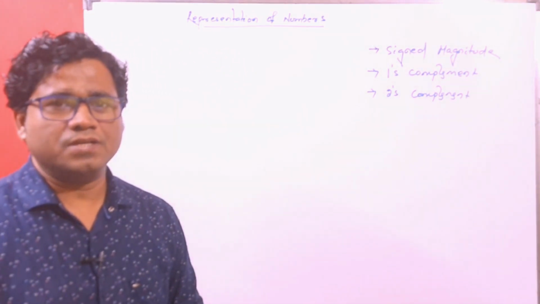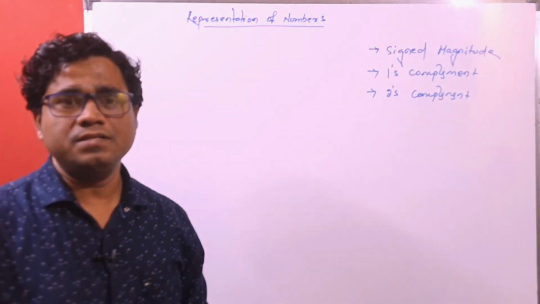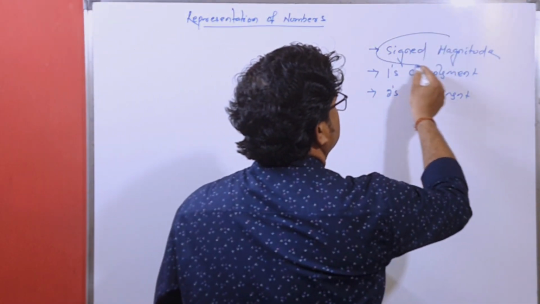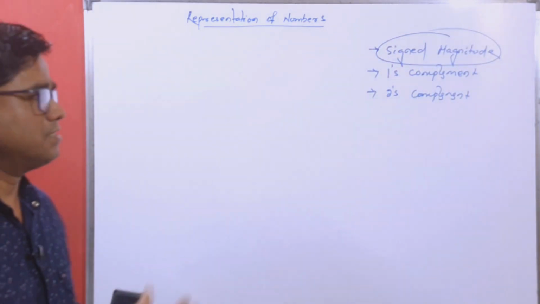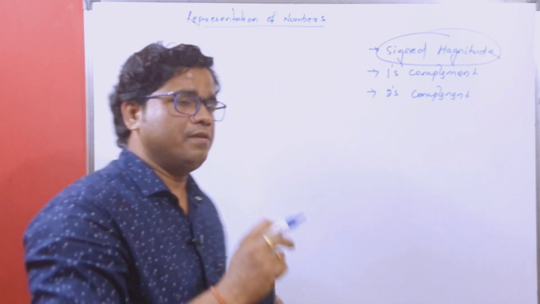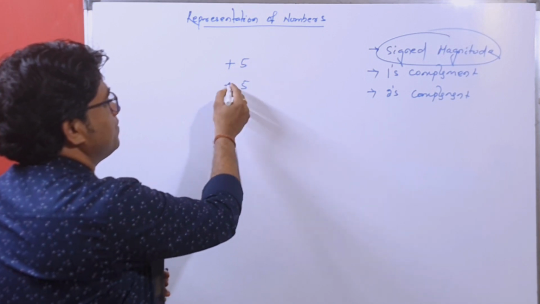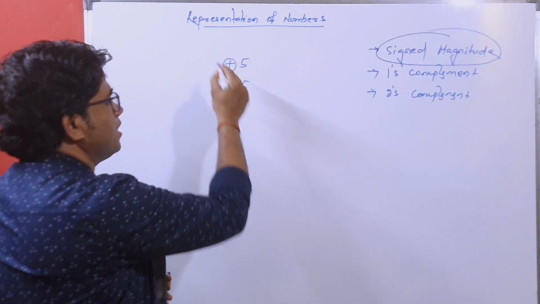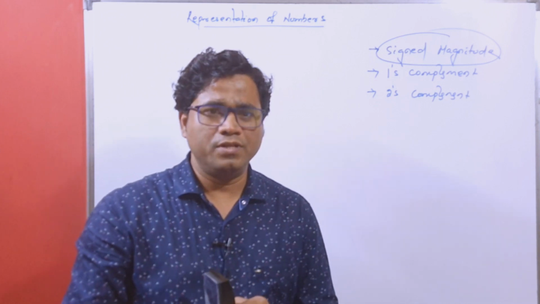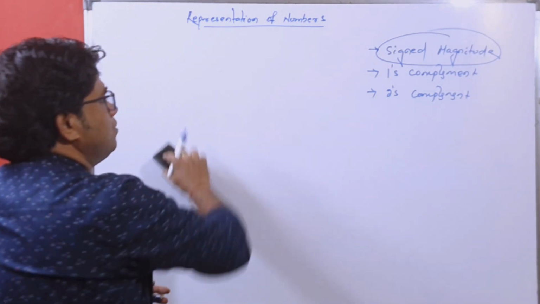So there are three techniques basically. One is signed magnitude representation, another is 1's complement, another is 2's complement. So let us now first discuss how a number can be represented using signed magnitude representation. Suppose, as all of you know, a decimal number can be assigned a sign, plus 5 or minus 5, and this sign symbol cannot be employed in the memory of the computer. So how can you employ it? With the help of these three techniques. So first come to signed magnitude representation.